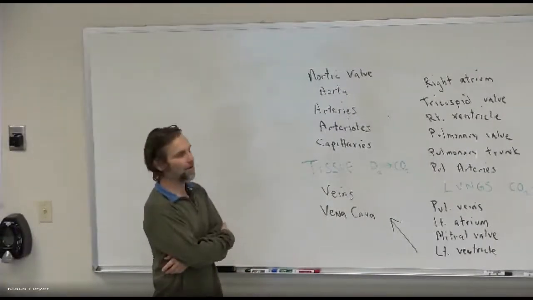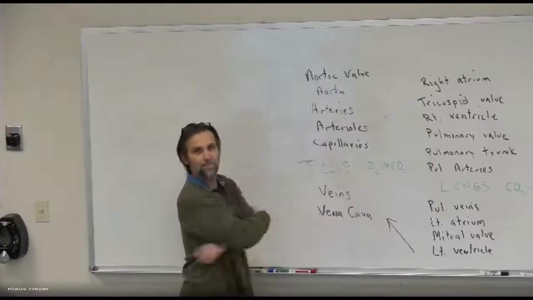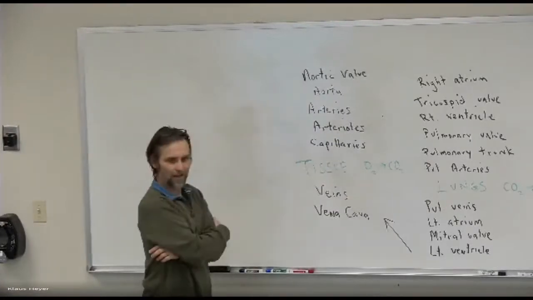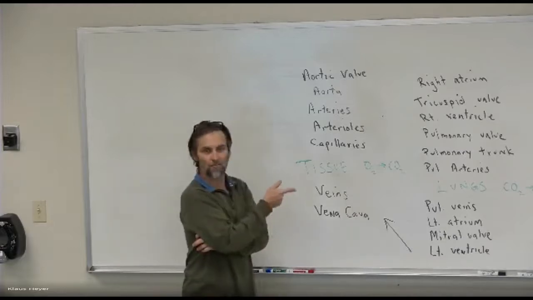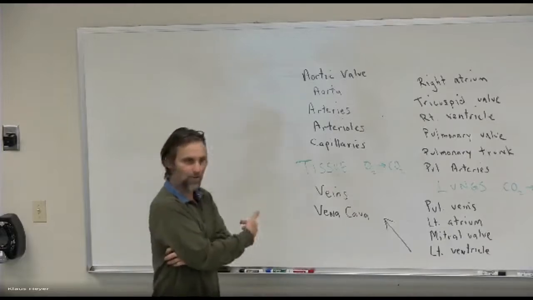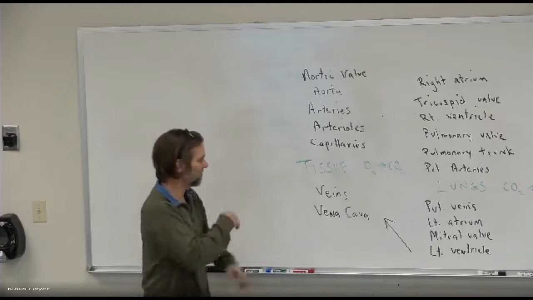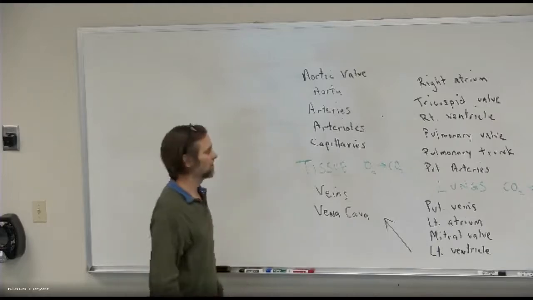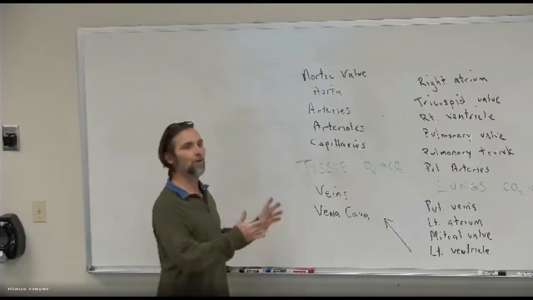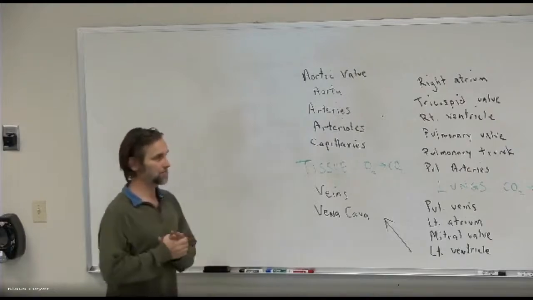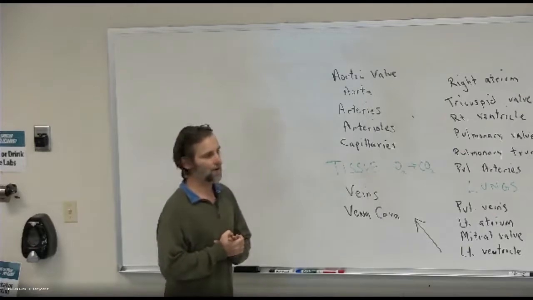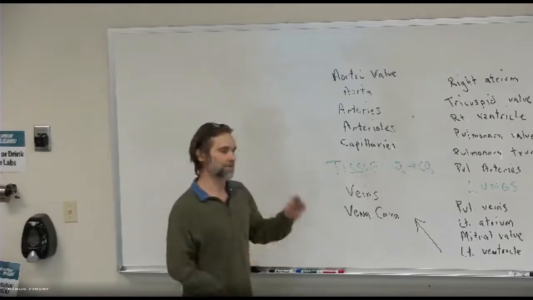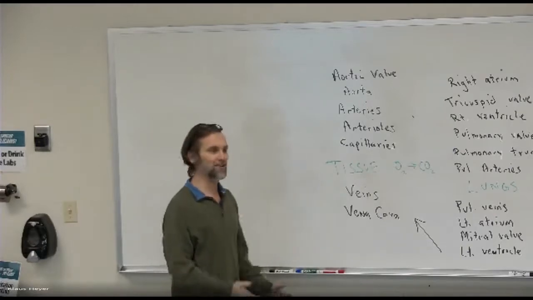Anyway, this is on your test. This is the main question on your test: the flow of blood. I don't really care where you start and where you end. I just want you to have an idea of where things go. If you're going to continue with anatomy and physiology, you're most definitely going to have this again, right?